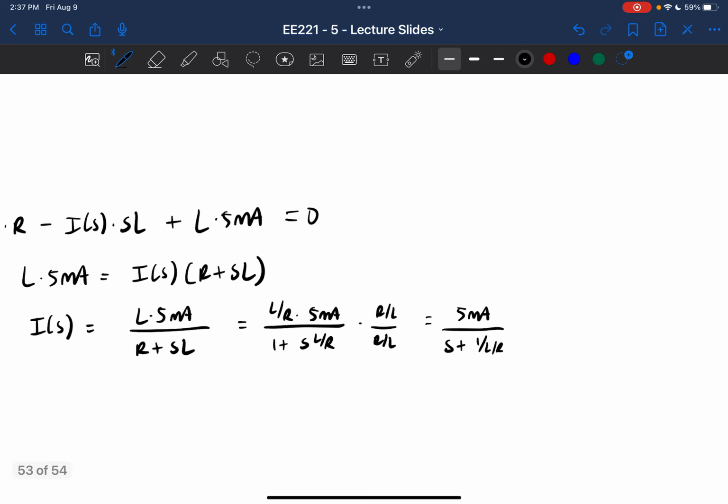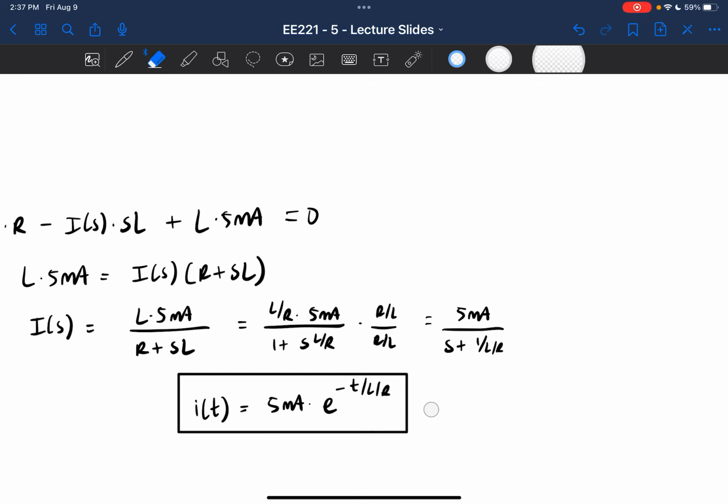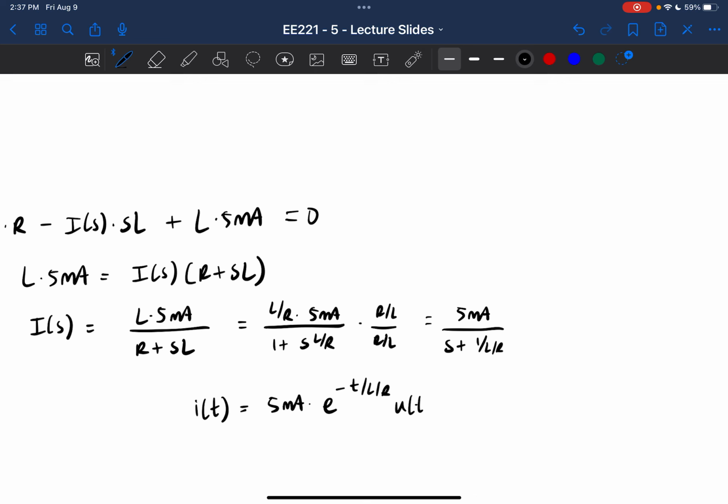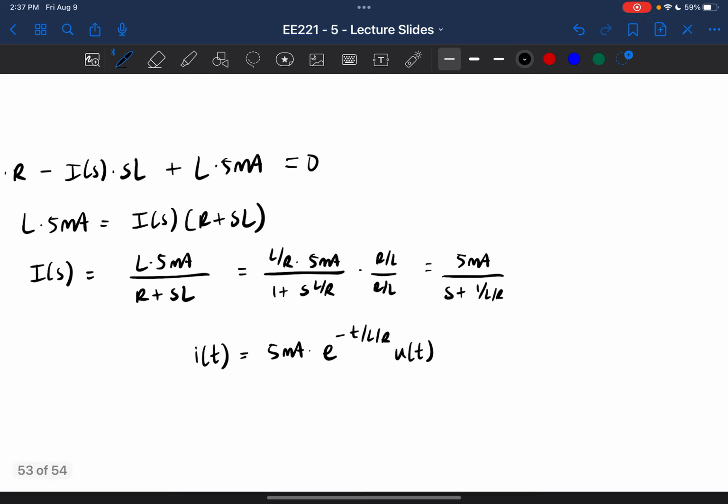And now very easy to get this into the time domain. Again, it's just going to be I of t is equal to 5 milliamps multiplied by e to the minus t over L over R, and that is our de-energizing current expression for the inductor. Of course, this is going to be multiplied by u of t so that we know that it's only valid for time t greater than or equal to 0. So we can rewrite this as e to the minus t over L over R for t greater than or equal to 0.